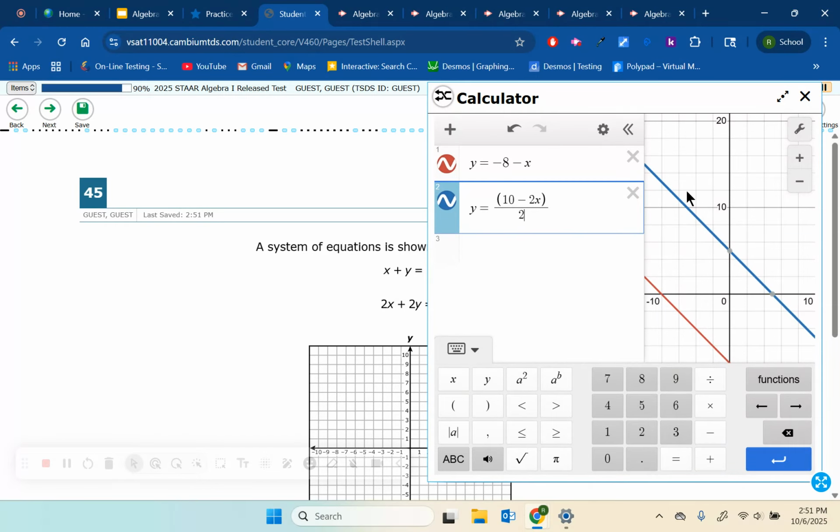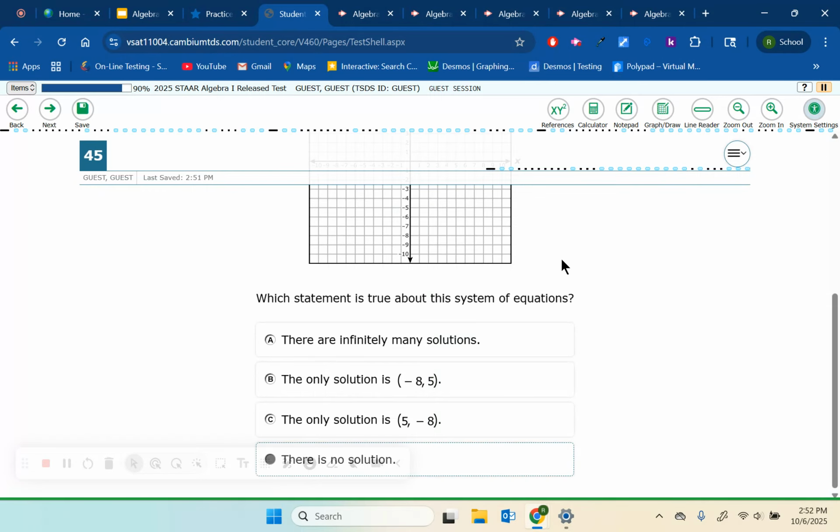They're my two different equations we just did right now. They're not going to touch, so it means there's no solution. The answer is these guys have no solution. And that's it. Easy stuff.